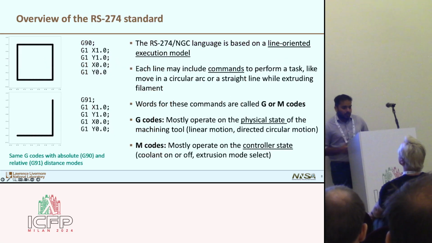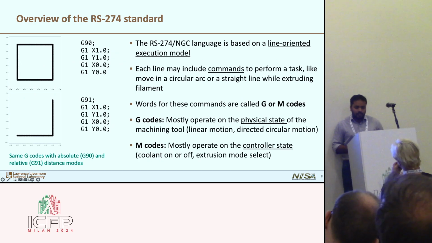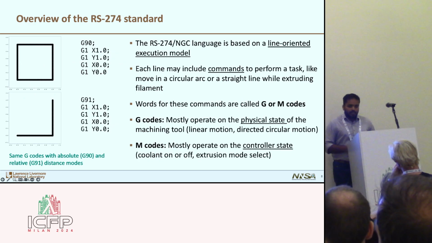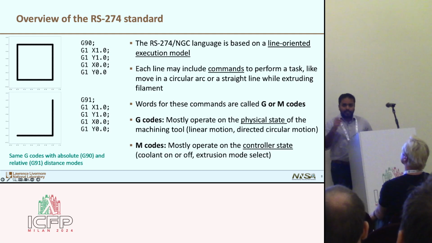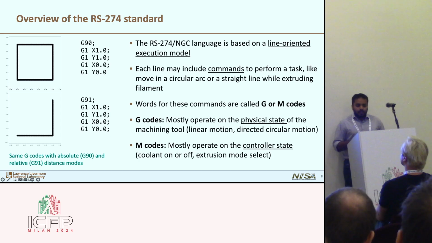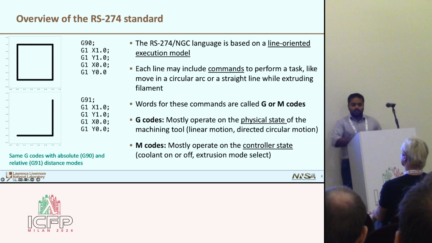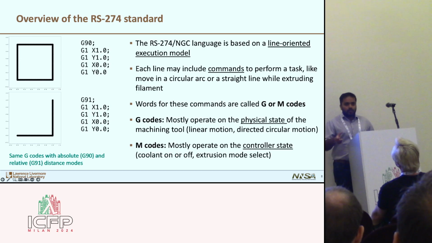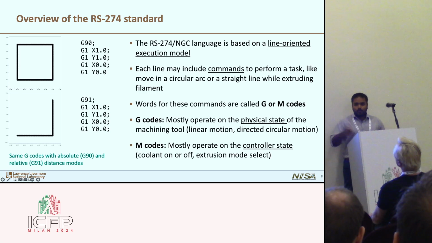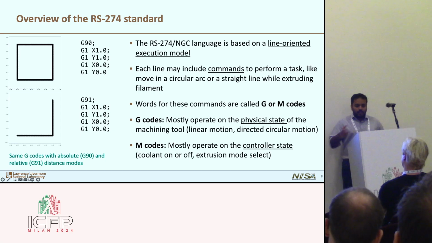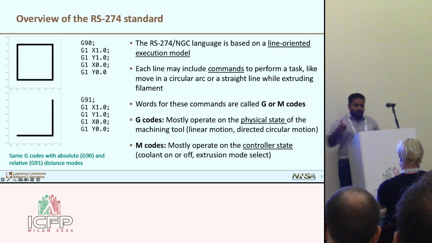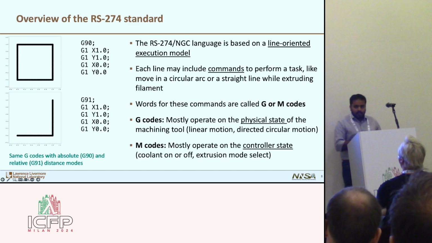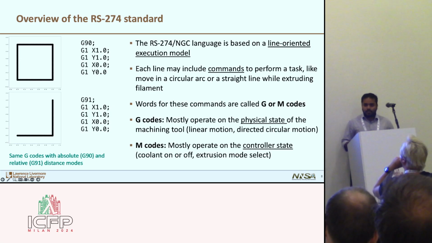So next I'll be discussing what this RS-274 standard is. The RS-274 or the NGC language is based on a line-oriented execution model, where each line includes commands that perform a task like moving the printer head in a circular arc or in a straight line while extruding the filament. And the words for these commands are called the G or the M codes, where G codes mostly operate on the physical state of the machining tool, like moving it in linear motion or directed circular motion, and M codes mostly operate on the controller state, such as turning on or off the coolant or selecting the extrusion mode.